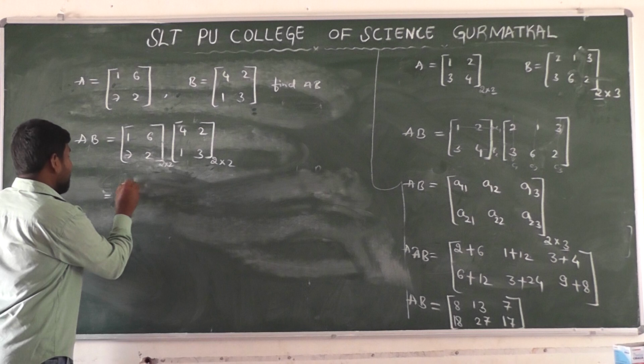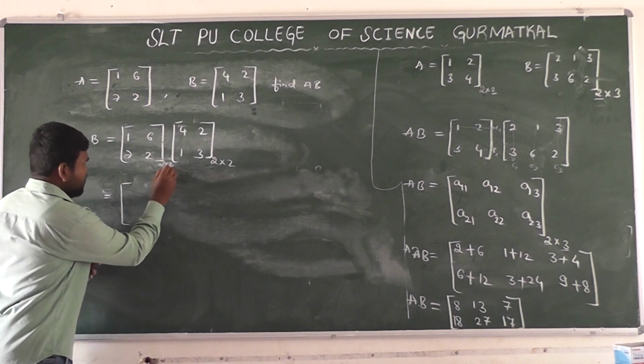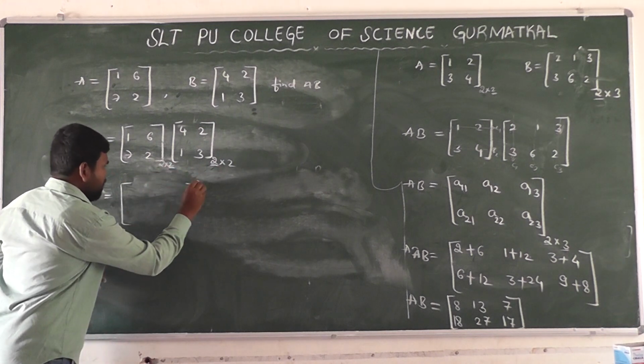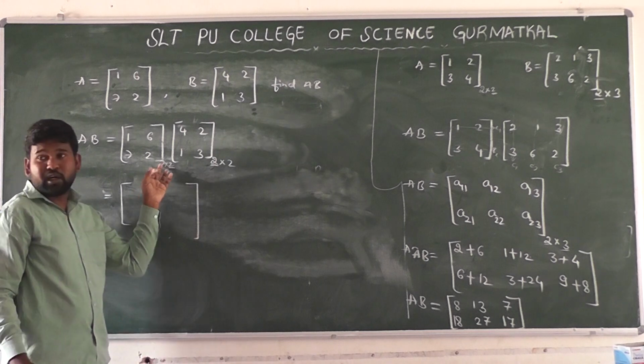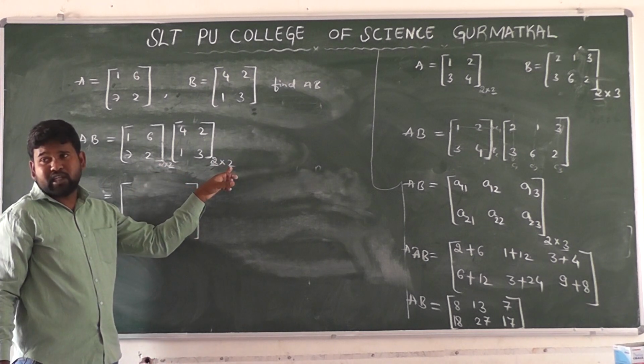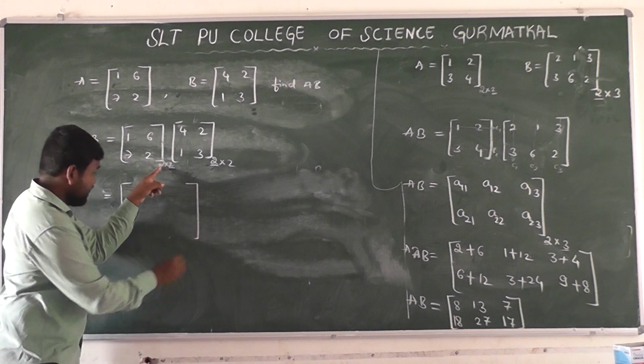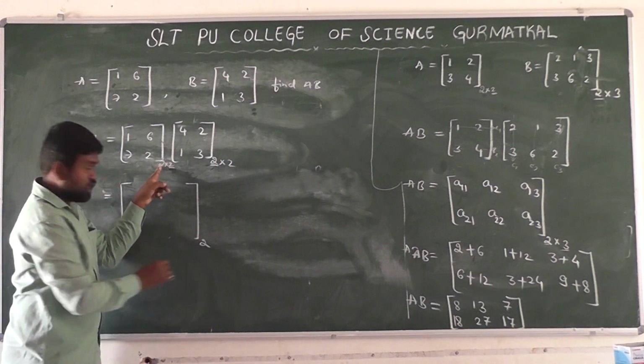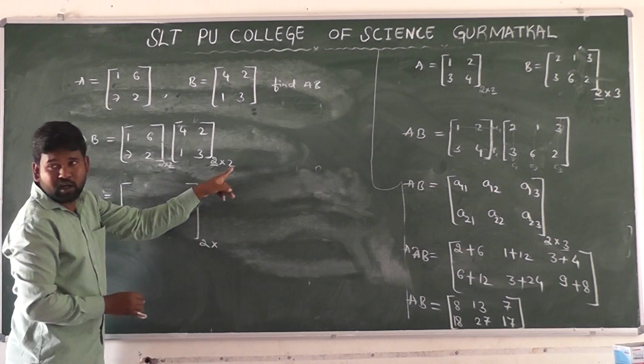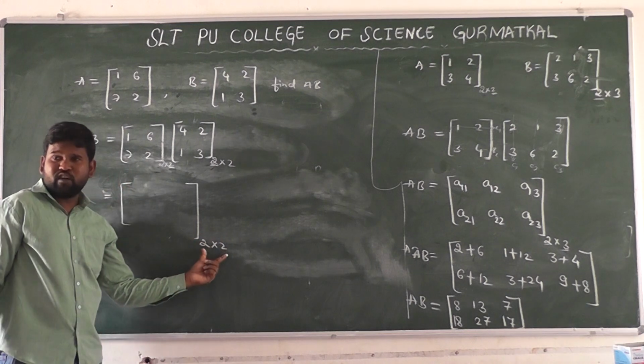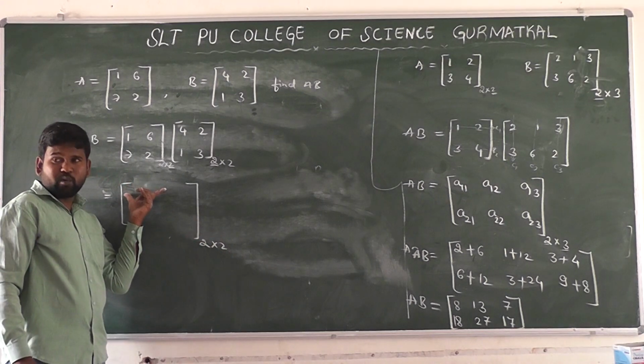Right? Next, what is the order? The order is the number of rows into the number of columns. How many rows here? 2 rows. How many columns here? 2 columns. Then 2 into 2, how much here? 4. Then 4 elements are present in the resultant matrix.